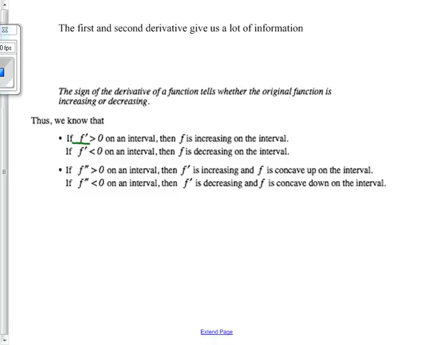If the first derivative is positive, our function is increasing. If the first derivative is negative, our function is decreasing. And if the second derivative is positive, f prime is increasing and f is concave up. And if the second derivative is negative, the first derivative is decreasing and the function is concave down.